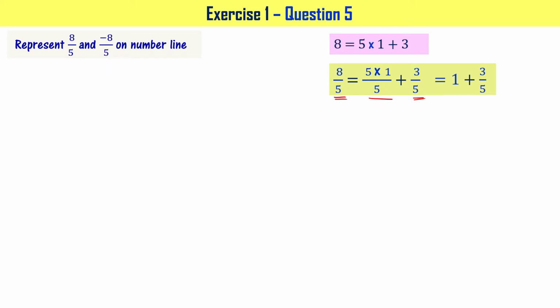We know that 3 by 5 is less than 5 by 5, right? It means 3 by 5 is less than 1. So when you look at this number, you can say that 8 by 5, that is equal to 1 plus 3 by 5, lies in between 1 and 2.